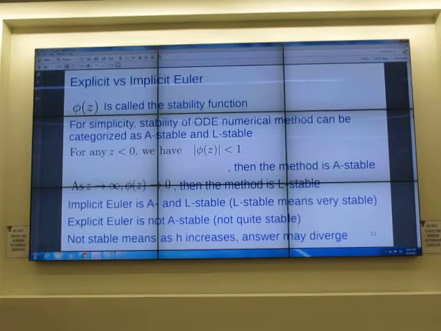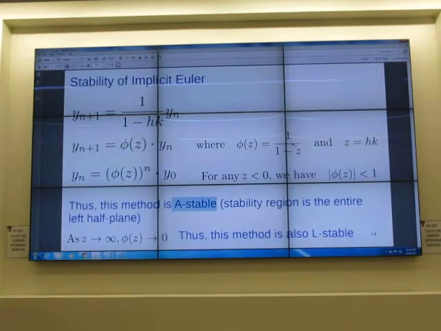Z equal to 0. Z equal to 0 is 1 over 1, which is 1. So the condition for A-stability is that the left half of the complex plane is stable everywhere. For the stability function, I understand that this is not that clear, and it is not meant to be clear either. But what you want to know is A-stable is less stable than L-stable, and an explicit method is not stable at all.